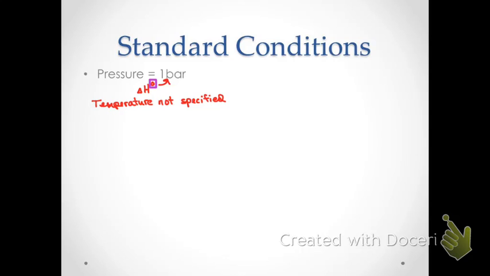So for example, in your book you'll find standard enthalpies of formation listed at 298 Kelvin. But please understand that 298 Kelvin is not standard conditions. We could also refer to standard conditions at 310 Kelvin. The temperature just needs to be specified. So we do not assume a specific temperature when we are talking about standard conditions. The temperature has to be specified.